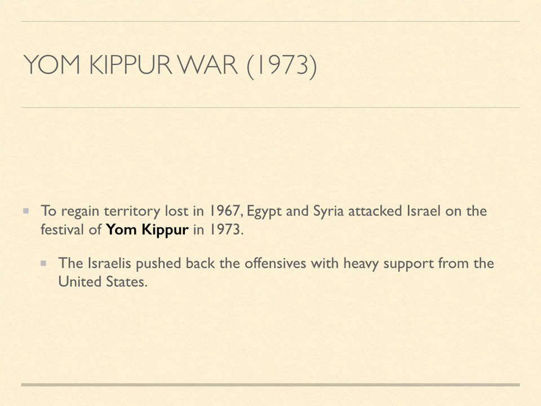Yom Kippur War, 1973. To regain territory lost in 1967, Egypt and Syria both attacked Israel on the festival of Yom Kippur in 1973. The Israelis pushed back the offenses, but they needed heavy support from the United States.